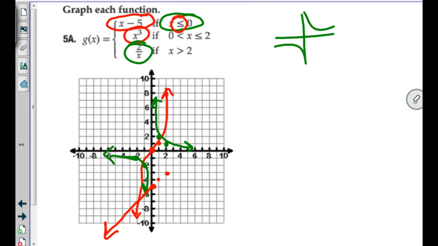The second one is the cube root guy. I'm going to see if I can try to erase some of it. Which parts of the cube root do I want? Between 0 and 2. So I don't want this red squiggle over here.